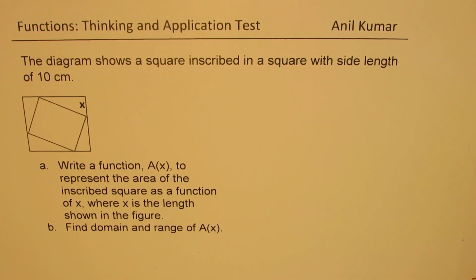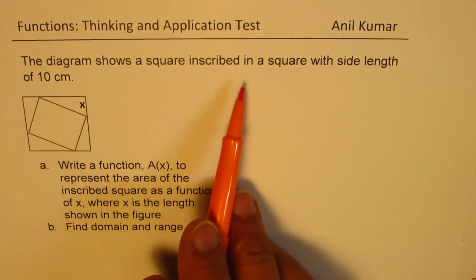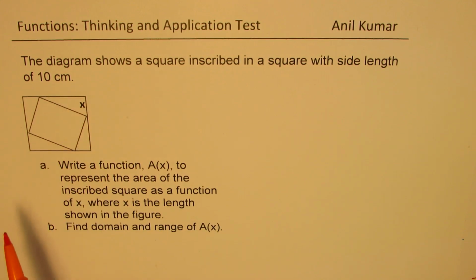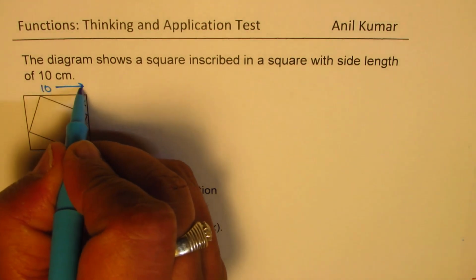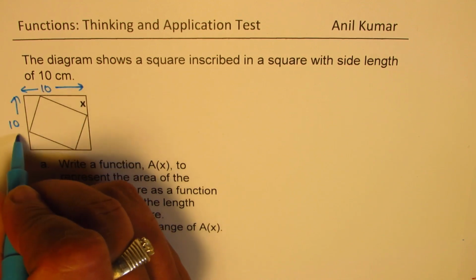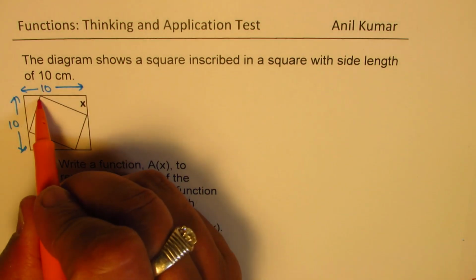Here is a very important test question based on functions. The question here is, the diagram shows a square inscribed in a square with side length of 10 centimeters. So the outer square has side length of 10 centimeters, right? So this is 10, this is also 10. And the inscribed square is this.